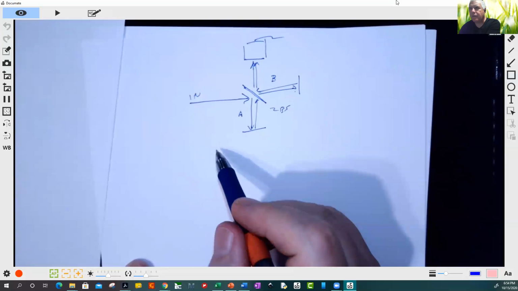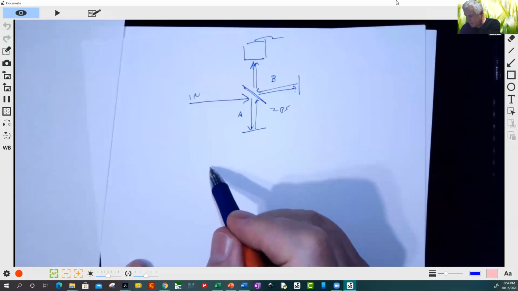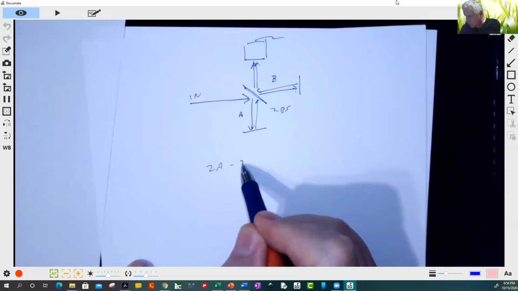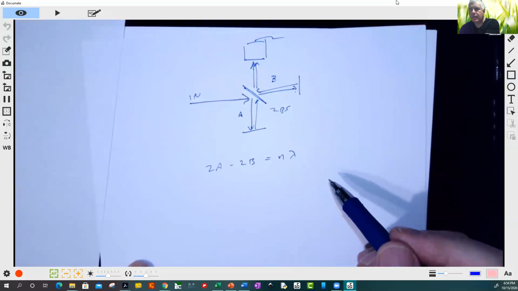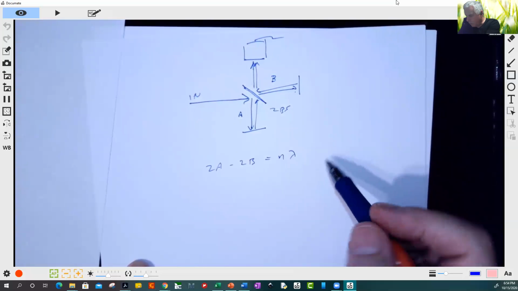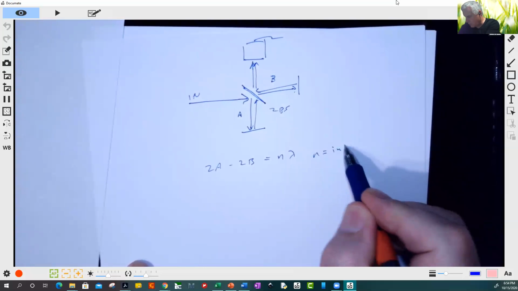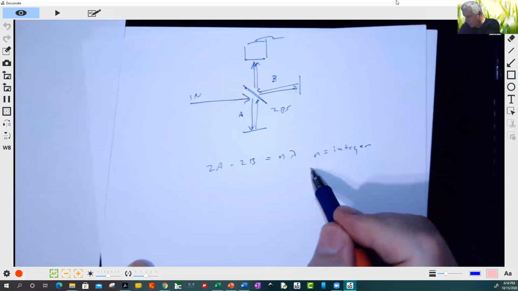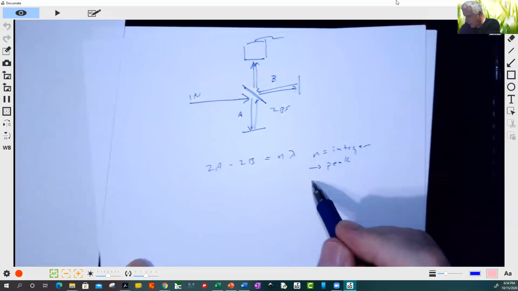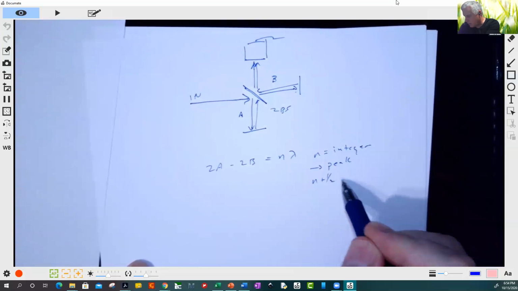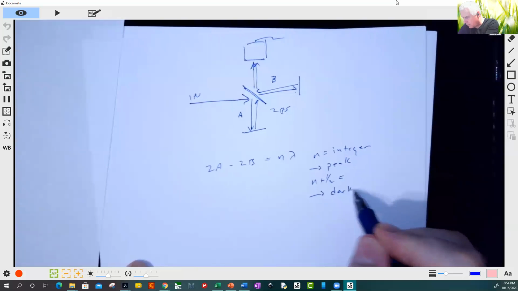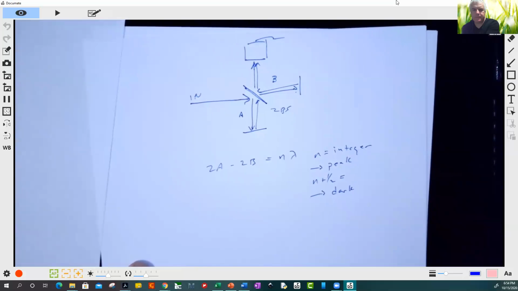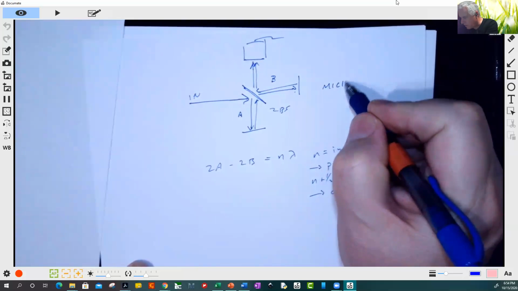Okay, so the difference in the path, it's called 2a minus 2b, is equal to n lambda. And so when n is an integer, then you'll get a peak. And when n is a half integer, you get a dark signal at the detector, right? And so this is the Michelson interferometer.